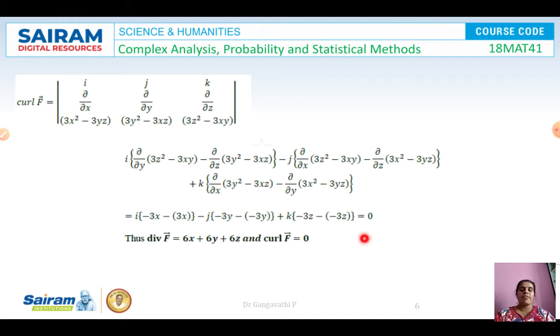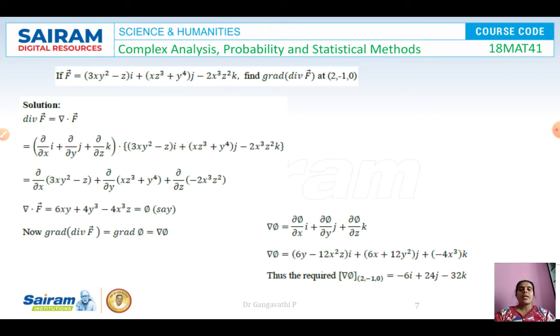Therefore, curl of vector f is 0. So it was asked to find the divergence and curl. So we have found both. So look at another example.